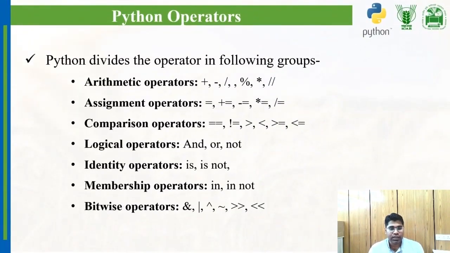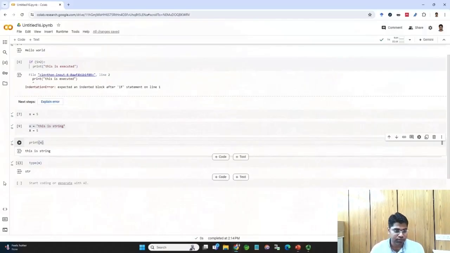Then there are n number of operators in Python. Okay, so operators like arithmetic operators, like plus, minus, divide, quotient, multiplication, right? Then assignment type: equal to, plus equal to, minus equal to, right? Then comparison type, equal to. So all these are different types of operators that we can use.